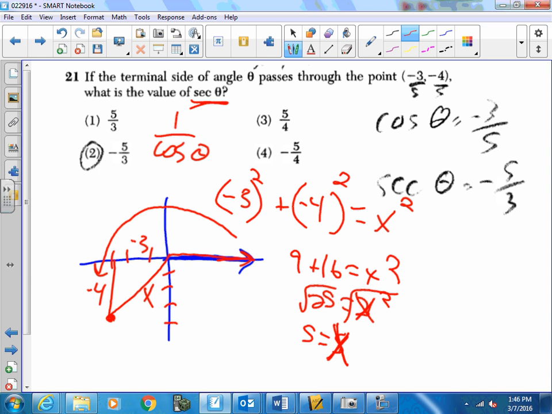All right, so we end up with 5 here. And that's my distance. So my adjacent, or this would be my angle theta, my cosine would be -3 over 5. So the cosine of theta is equal to -3 over 5. The secant is going to be the reciprocal, or 1 over cosine. So the secant of theta is equal to -5 over 3. All right, so that's why you get this answer.